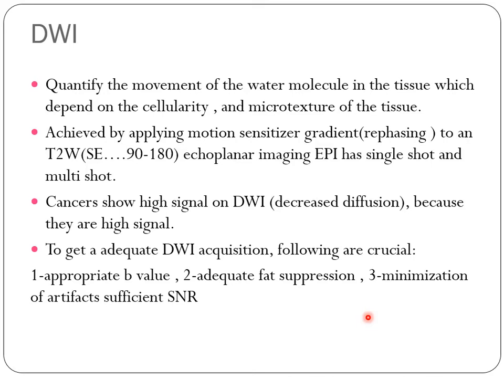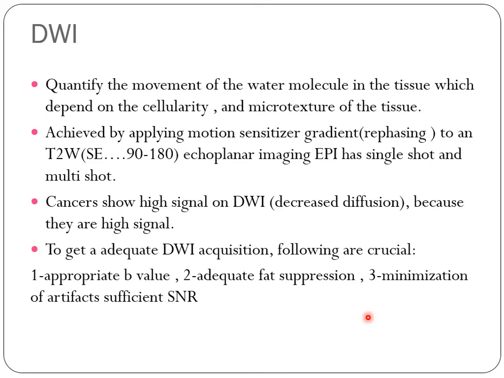And you need to correlate with the apparent diffusion coefficient mapping, the ADC map, to confirm that it is really restricted diffusion and not a T2 shine-through artifact. Why does the T2 shine-through artifact happen? Because the diffusion weighted image is basically a T2 weighted image, so it is affected by the different variables that affect the normal T2 weighted image.